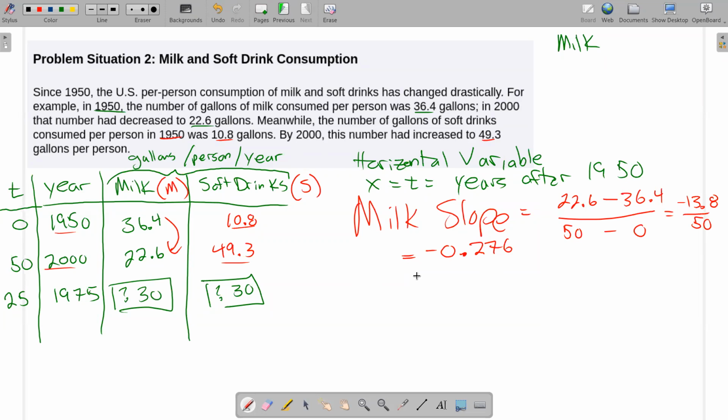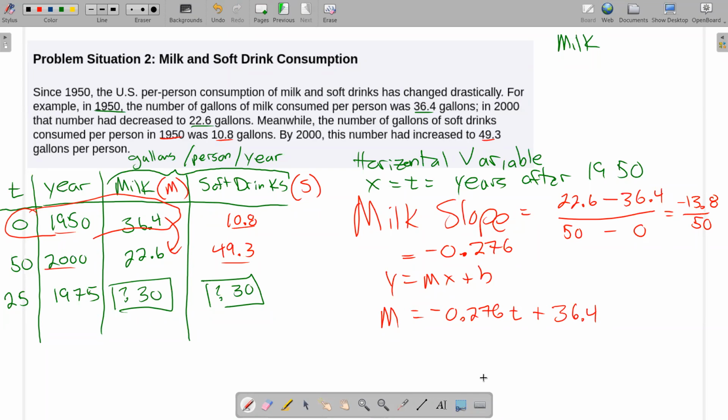So then the equation has to be, remember equations always look like y equals mx plus b. Y, they said to use an m. My m is negative 0.276. They said use t instead of an x, and the starting value is that 1950 amount, which would be the 36.4.